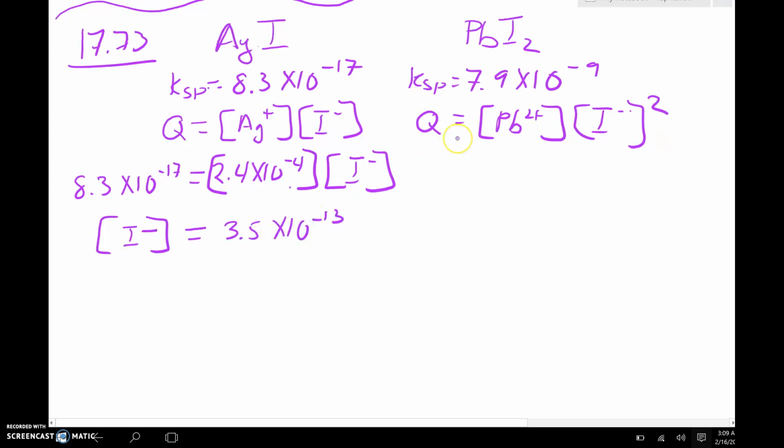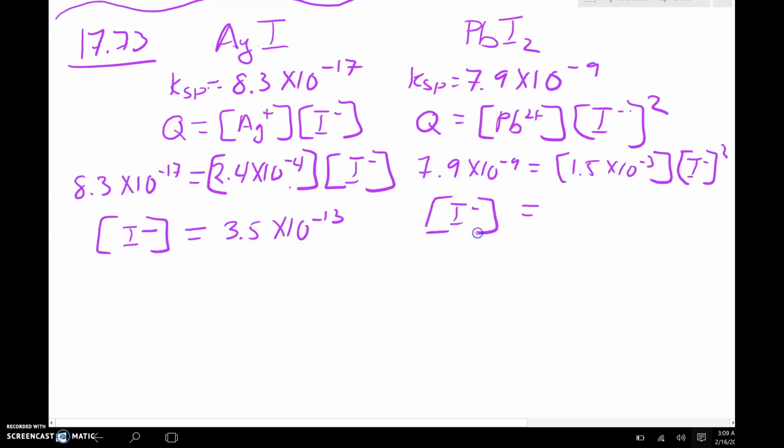Okay, I'm coming over here. I'm doing exactly the same thing. So this is my Ksp. They must have given me a lead concentration in the problem, 1.5 times 10 to the negative 3rd. And for the I minus, hey, don't forget to take the square root when you're solving for the I minus. So I'm doing 7.9 times 10 to the negative 9th, divided by 1.5 times 10 to the negative 3rd. Square rooting, I'm getting 0.0023.